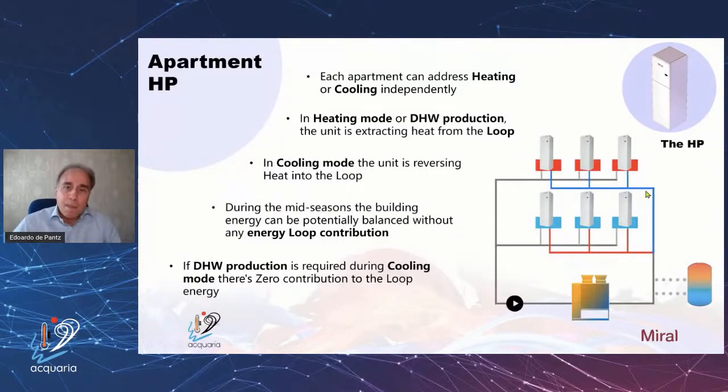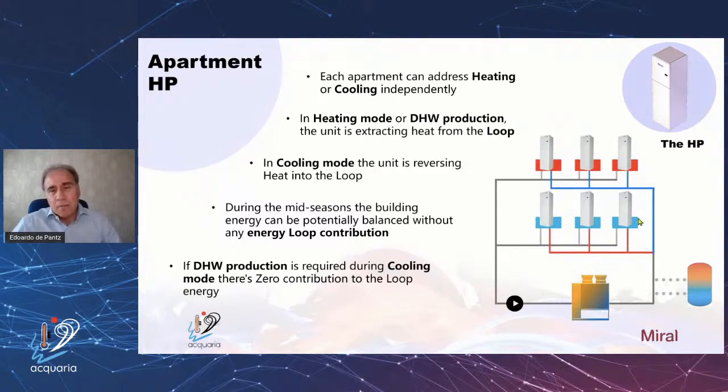So here is the scheme. In each apartment there is a heat pump. Obviously, when the heat pump is operating in heating, it's extracting heat from the loop. And when the unit is working in cooling mode, it's rejecting heat into the loop. So potentially, especially during the mid-season, there is the possibility to have an energy balance within the loop when some units are working in cooling and the others in heating.